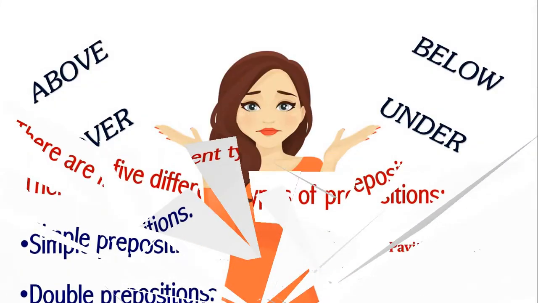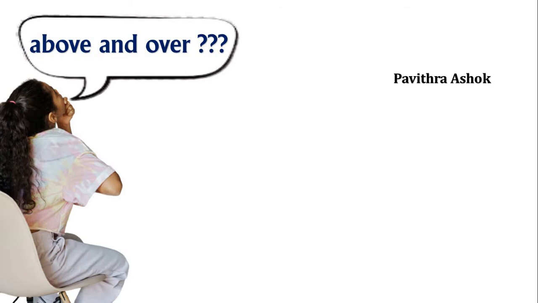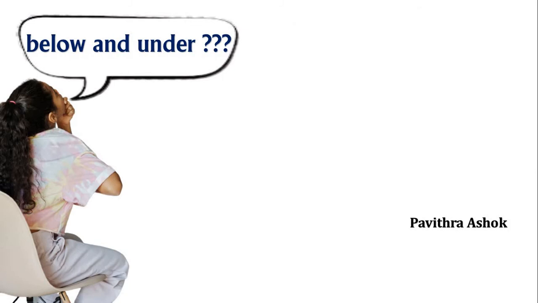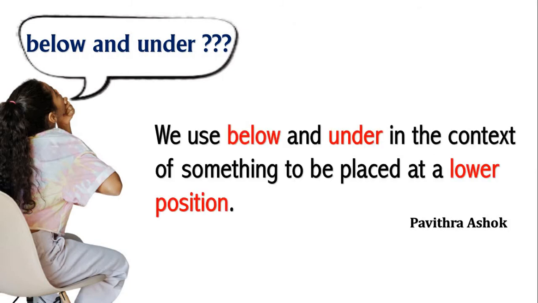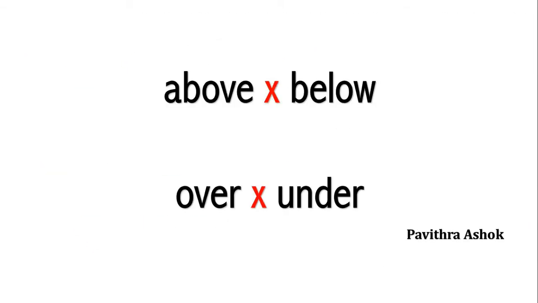Students, you might have been confused in using above, over, below, under. We'll know about it in this session. Where do we use above and over? We use above and over in the context of something to be placed at a higher position than something else. Where do we use below and under? We use below and under in the context of something to be placed at a lower position. So, you all have understood above and over at a higher position, below and under at a lower position. The opposite of above is below and over is under.